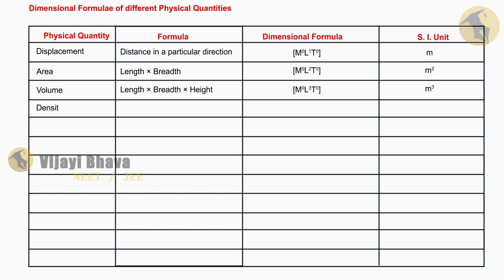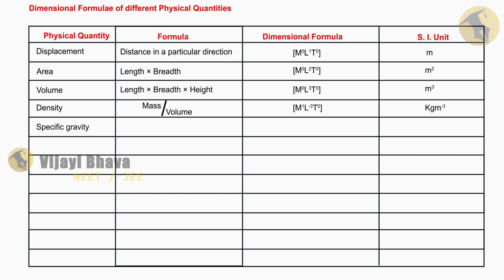Next, density. Density is the ratio of mass to volume by the formula. Mass is M1 and volume, as we had just found, is L3. Substituting both mass and volume in this formula, we get M1 by L3, which becomes M1 L minus 3 T0, as time does not have any representation here. The next one, specific gravity.